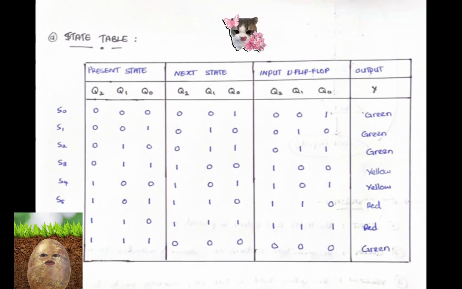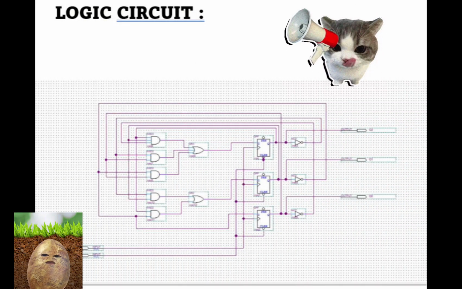The state table shows the relationship between the present state and the next state of the system. It also shows the output for each state, which determines whether the green, yellow, or red light is turned on. This table helps us understand how the system transitions from one state to another.